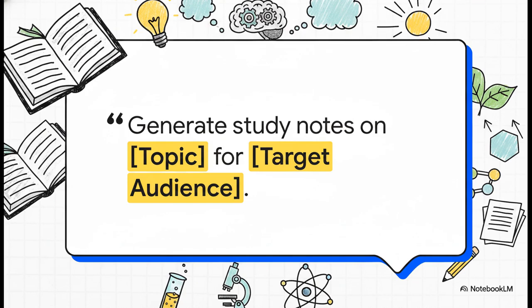So, for step one, we're generating the text. You just go into a tool like Gemini and you use a prompt just like this one. The key here is just to be specific. So you'd swap out topic for, say, the process of photosynthesis, and then change target audience to something like a high school biology student. This gives the AI all the context it needs to spit out some really useful notes.